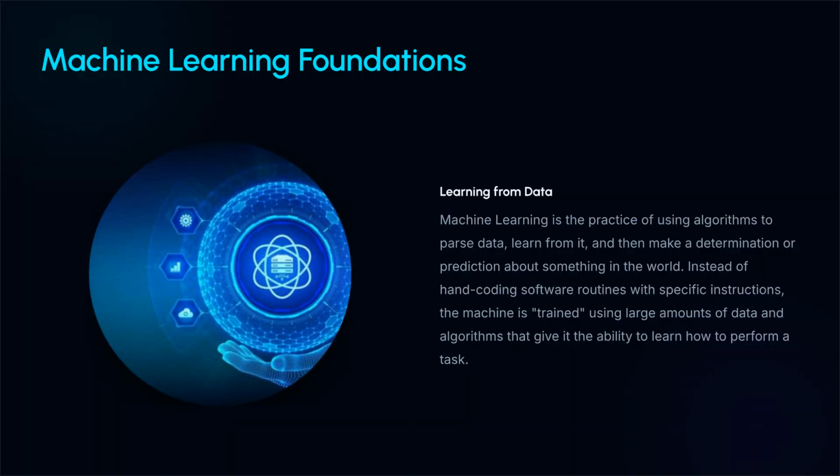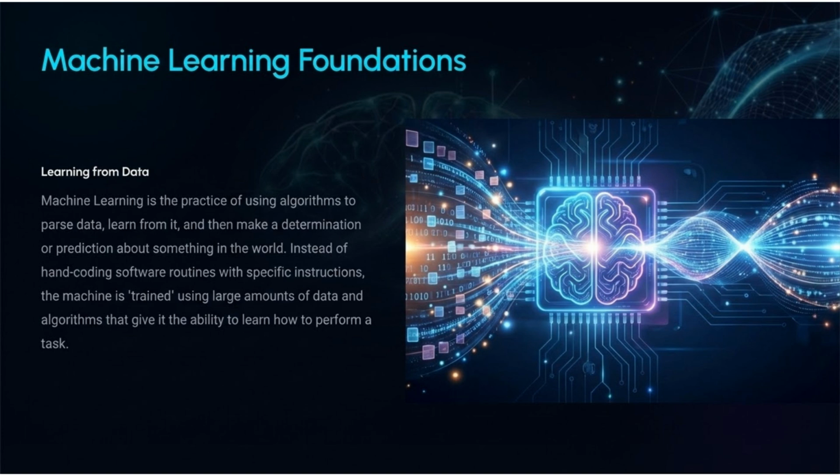Machine learning is the foundation of modern AI. It involves using algorithms to parse data and learn from it, allowing the machine to make determinations or predictions without explicit programming. Instead of explicit instructions, machine learning relies on being trained with large amounts of data and algorithms to develop the ability to perform a task.